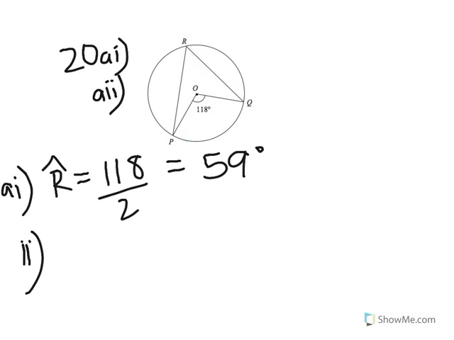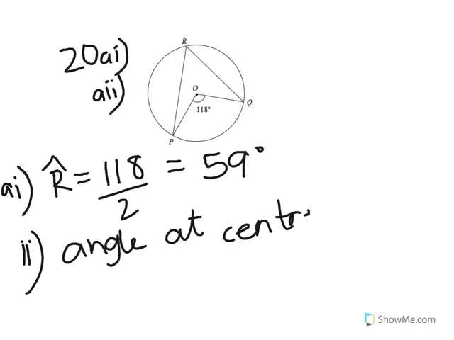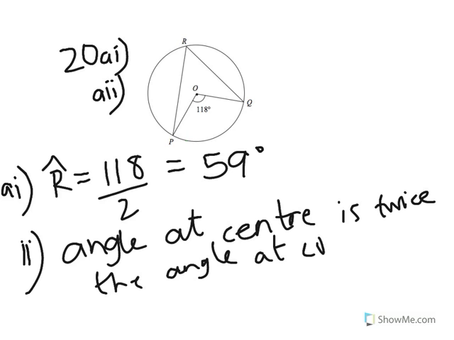So the actual reason for this is because angle at the center is twice the angle at circumference. So all you got to do is divide this by 2 and you'll get this angle.